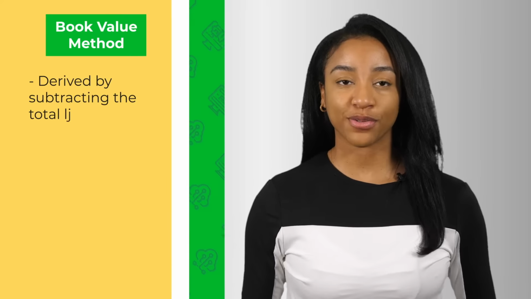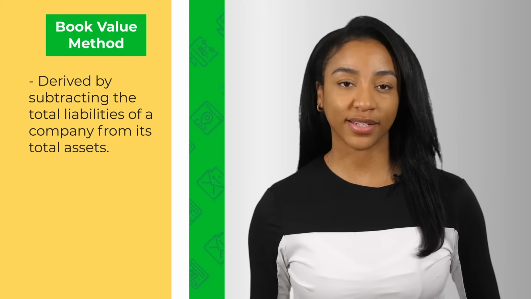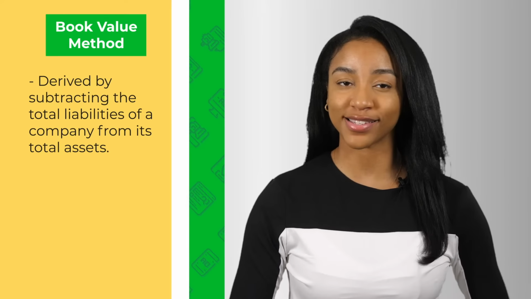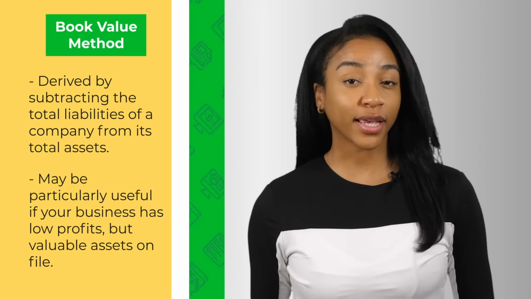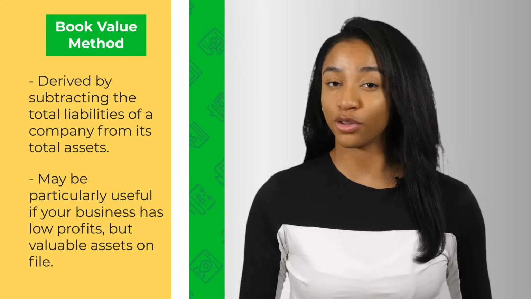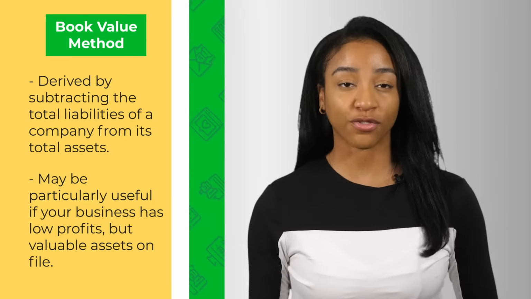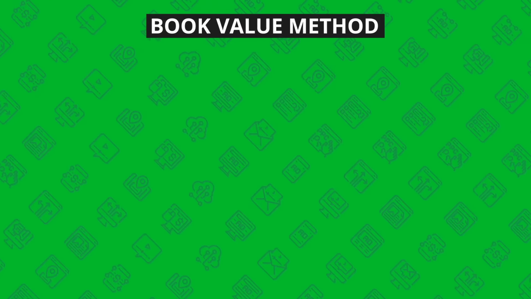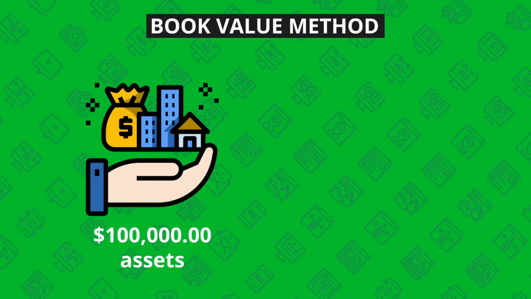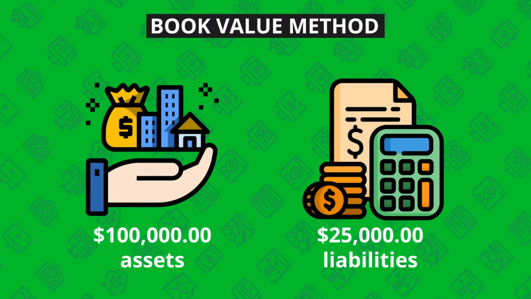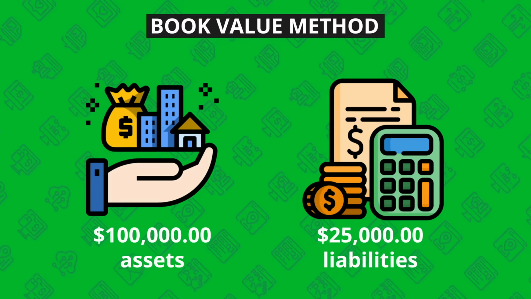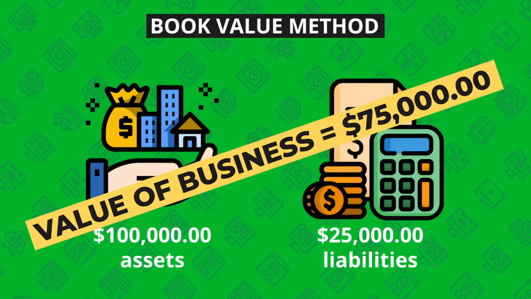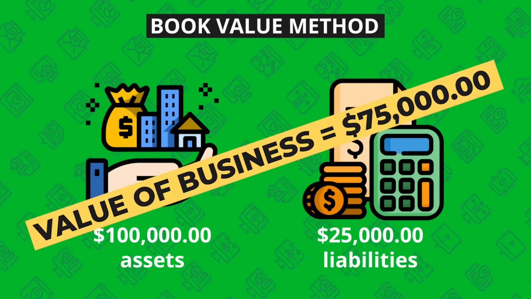The book value method is derived by subtracting the total liabilities of a company from its total assets. The book value approach may be particularly useful if your business has low profits but valuable assets on file. Assets are the resources in your business that help you earn sales, so things like inventory or cash. For example, if you have assets on your books valuing $100,000 and liabilities or debt of $25,000, the value of your business would be $75,000 under the book value method.